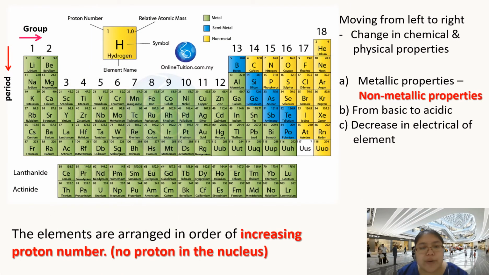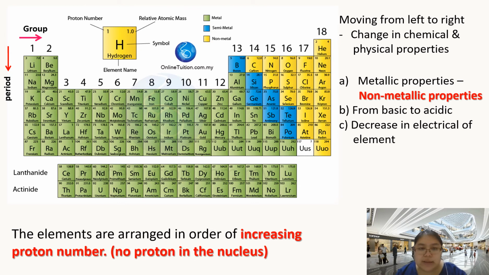Now we're going to see this periodic table. Every box has an element. Let's see the first one, H, hydrogen. They show the proton number. After that they show the relative atomic mass. What's the mass of hydrogen?